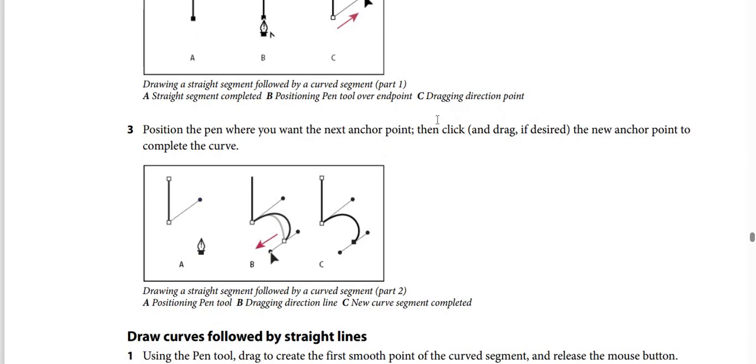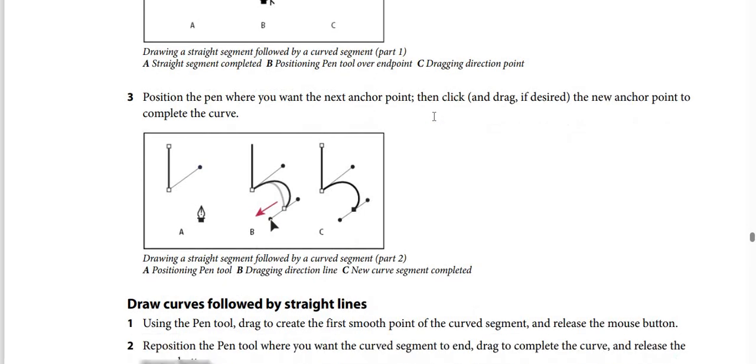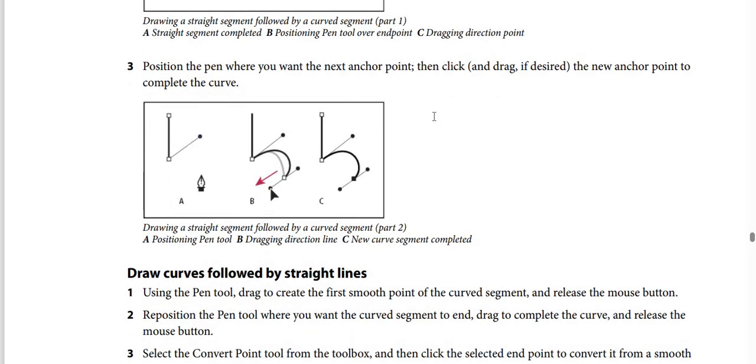Step number 3. Position the pen where you want the next anchor point. Then click and drag if desired, and the new anchor point to complete the curve. This image explains for you drawing a straight segment followed by a curved segment, part 2.